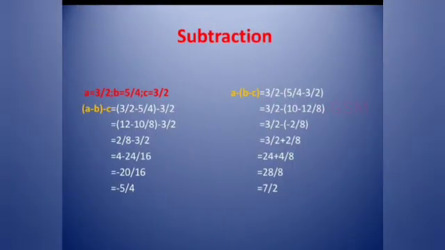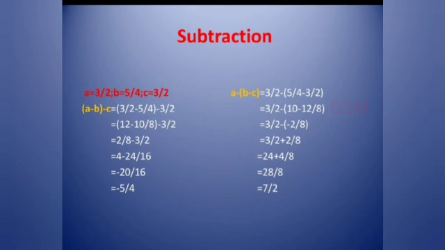Next is subtraction. a is equal to 3 by 2, b is equal to 5 by 4 and c is equal to 3 by 2. The first grouping, on the left hand side, is a minus b, minus c. Using cross multiplication, you find the value minus 5 by 4. And on the right hand side, the group is a minus the group b minus c. If I find the value, it is 7 by 2, which is not equal to the left side. So a minus b minus c is not equal to a minus b minus c with the grouping changed. Hence the associative property is not satisfied for subtraction.